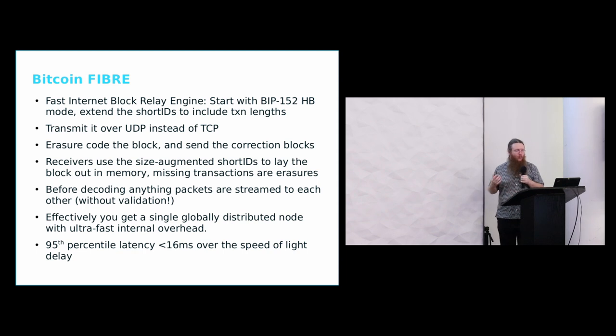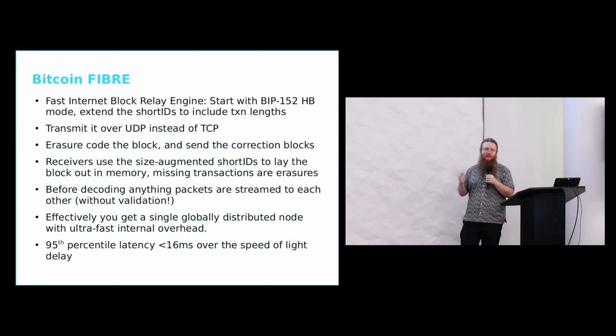And then when the receiver gets this data, they use these size augmented short IDs in their compact blocks to lay out the block in memory, and there'll be holes in the block where transactions are missing that they didn't know about. And they use the erasure code to fill in the holes to make a complete block. So effectively this allows you to communicate a block to a remote end where you have no idea how much they know, but if they know something, they can make good use of it.